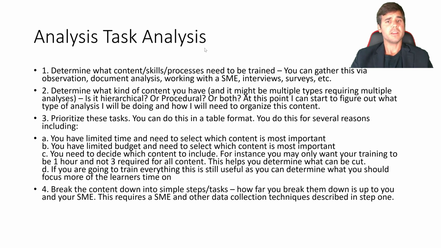Okay, so first we just determine what content, skills, or processes need to be trained. So we start to talk to our clients, do observations, document analysis, work with a SME, do interviews, maybe conduct surveys, depending on what you have available. We determine what kind of content we have. Is it hierarchical content where we have goals? What are the main things? Are there steps? Are we training them all on procedures? Is it a mixture of both? What do we have really? You'll see a lot of authors describe more types of tasks than hierarchical or procedural, but really you can pretty much put everything in one of those two and it fits.